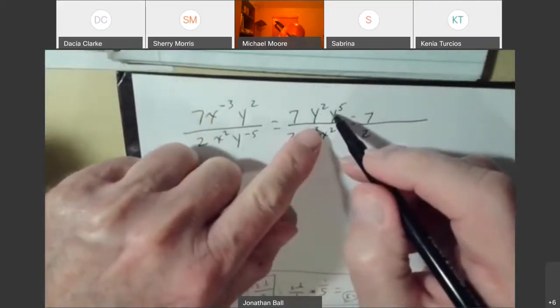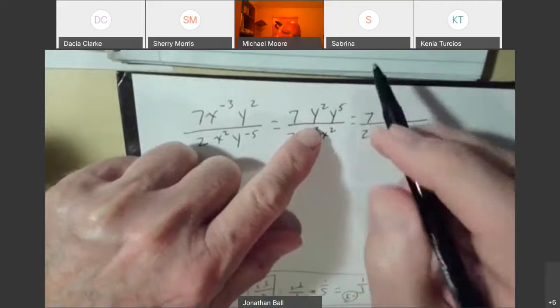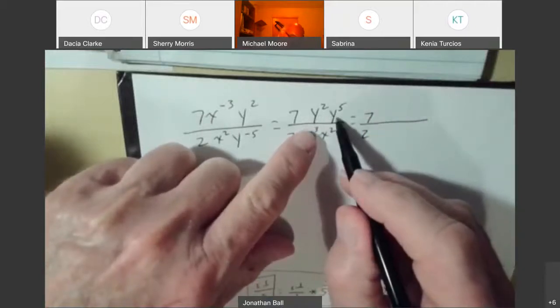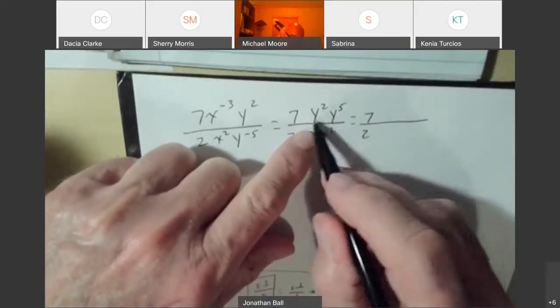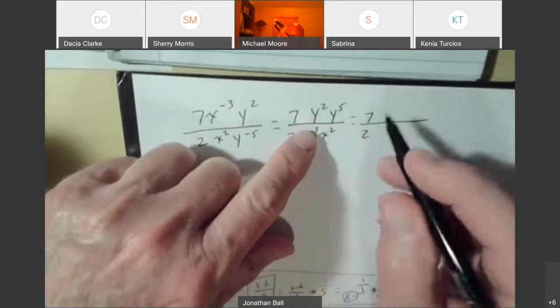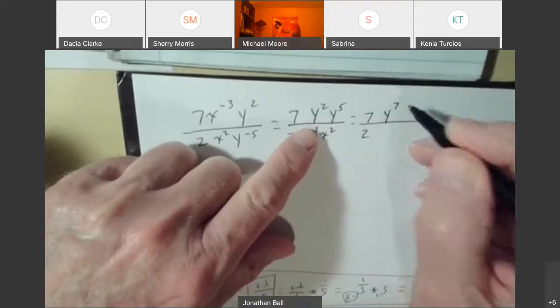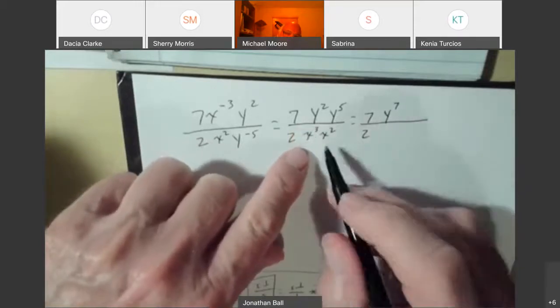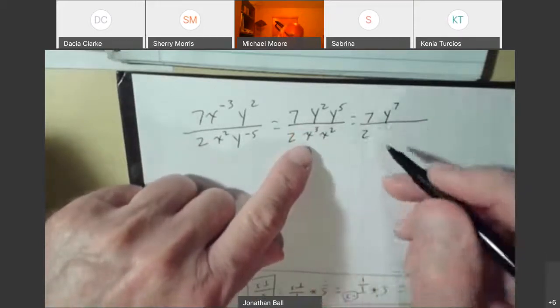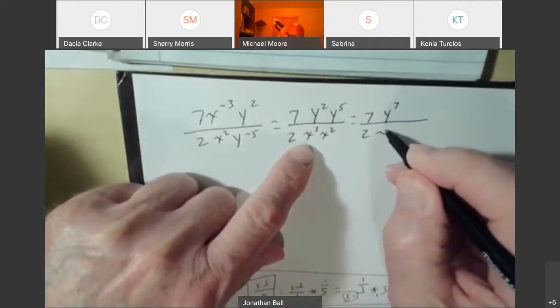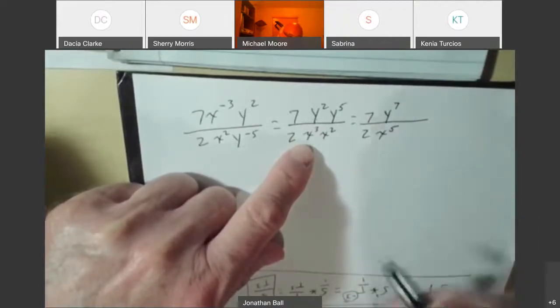Now, this gets back to the product rule. We have the same base numbers, and we're multiplying here. So what do we do with the exponents? Add them. So y to the 7th. Same thing on the bottom in the denominator. X to the 5th.